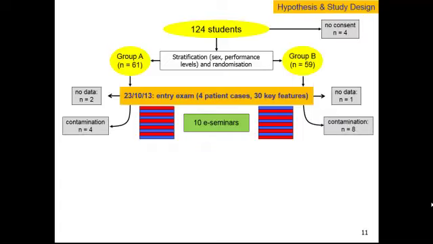Unfortunately, a total of 12 students turned up in the wrong computer room at least once. As a consequence, these students received the wrong intervention, thus giving rise to contamination bias. Accordingly, these students had to be excluded from data analysis.